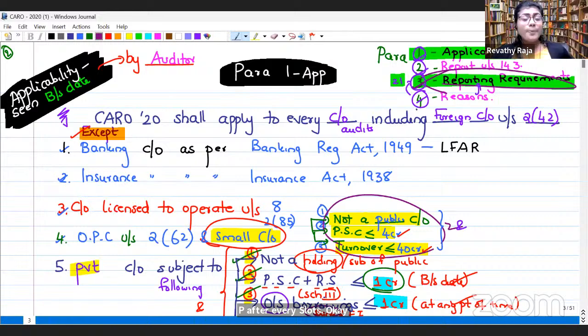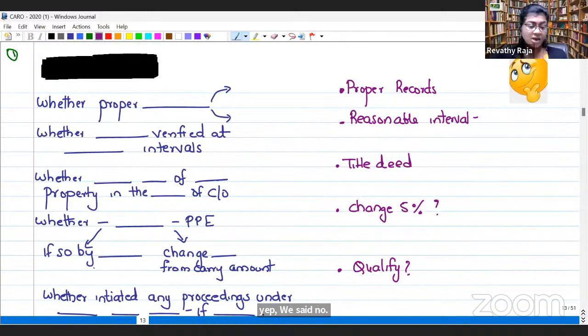Para 3 is regarding the reporting requirements. How many clauses are there for reporting? Totally, you have 21 clauses, of which the 21st clause we have already completed. We said no, CFS. So, can we start with clause number 1?